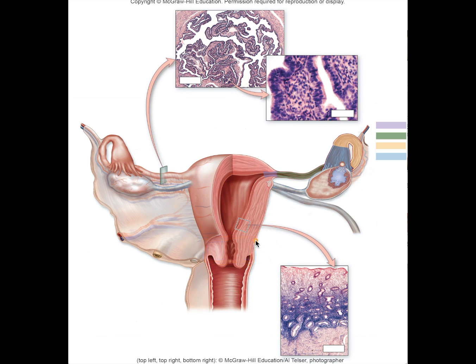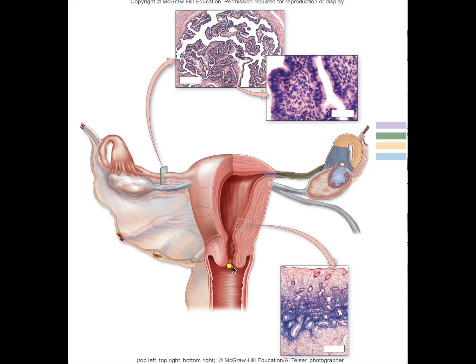I don't know if you need to know this, but there's the internal cervical os and the external cervical os. I don't think you need to know that, so I'm not going to worry about it. But like I said, this entire region here is considered the cervix, not just this part that you would see with a speculum exam.